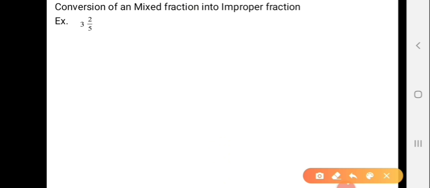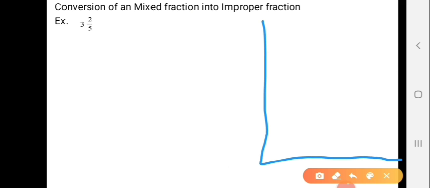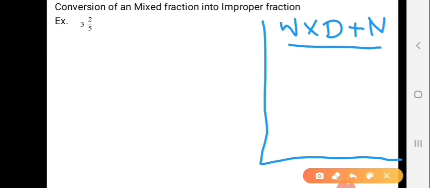Now 3 2 by 5. What is the formula for doing it? We will make a rough work again and follow the formula. The formula is W multiplied by D plus N by D. That means whole number multiplied by denominator plus N, and the denominator is always the same.